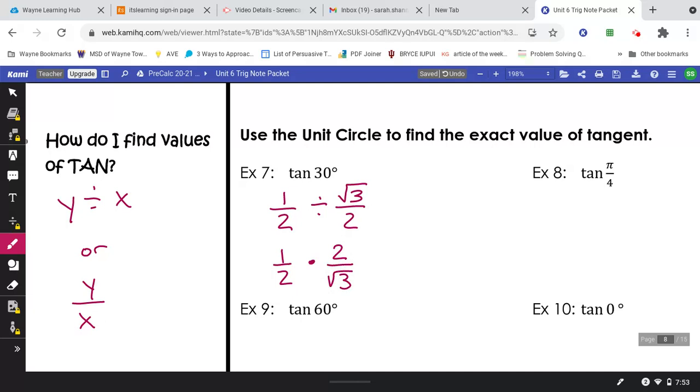So look at something that looks like this. Here the 2's can cancel. I get 1 over the square root of 3. I'm not allowed to leave the square root of 3 in the denominator, so I'll rationalize by multiplying by the square root of 3 over square root of 3. That's something we've been simplifying for the last couple weeks now. So this would give me the square root of 3 over 3.